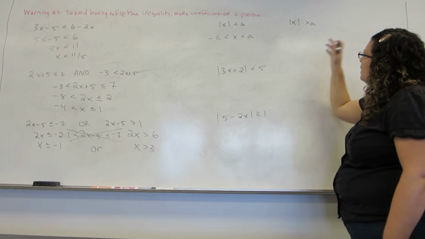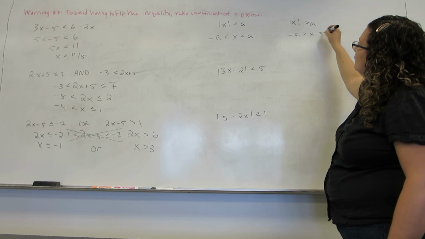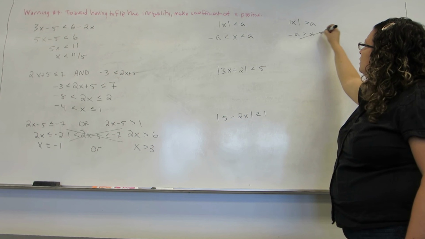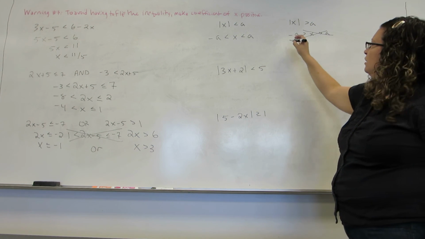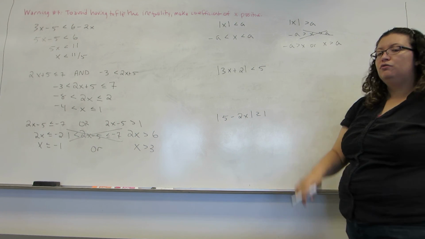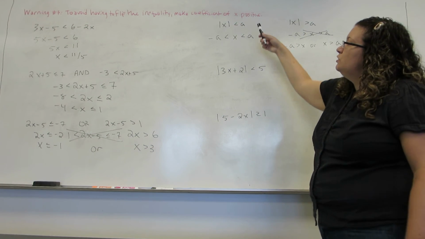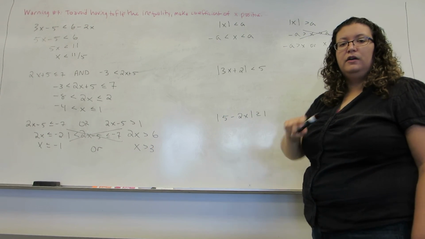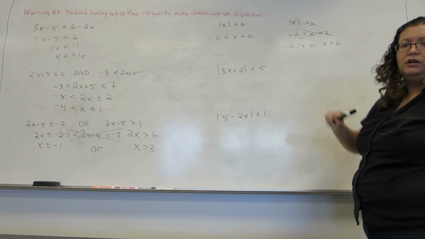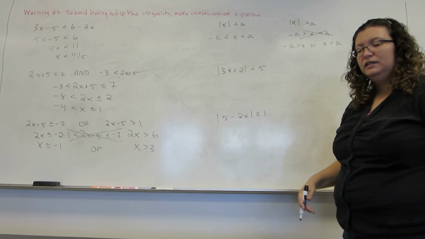Okay, if I try that with the greater than, I get that negative a is greater than a. That doesn't make very much sense. So I get nonsense, it doesn't work. Instead, I have to separate them into two inequalities with an or in the middle. Okay, so this one turns into an and with a negative a on the other side. This one turns into an or with a negative a on the other side.